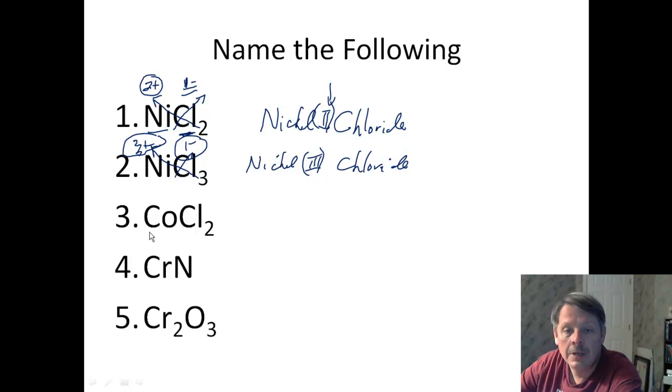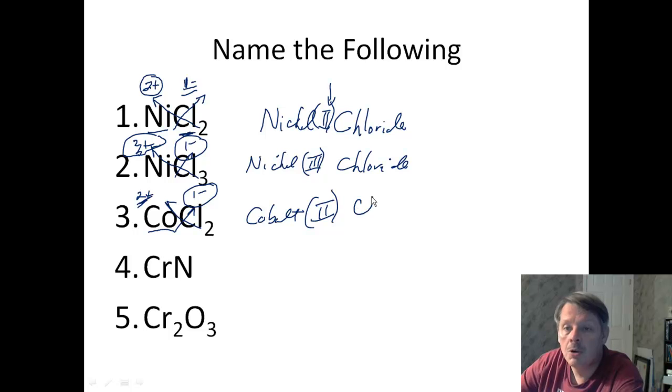Alright, how about this one? A lot of students mistake this for copper. It's not copper, it's cobalt. Right, cobalt, and this looks like it's going to take on a 2 plus charge, and chlorine is going to take on a 1 minus when I do my crisscross method in reverse. And does it make sense chlorine takes on a 1 minus? It sure does. So that means cobalt takes on a 2 plus, so this is cobalt 2 chloride.